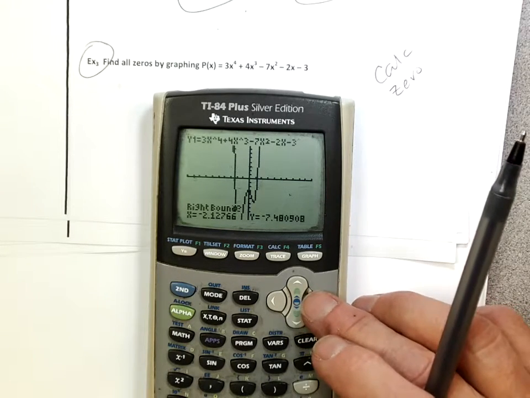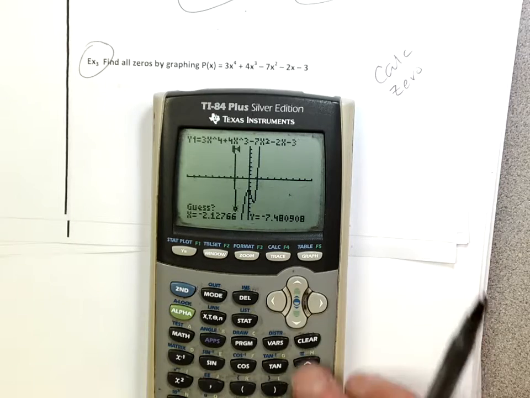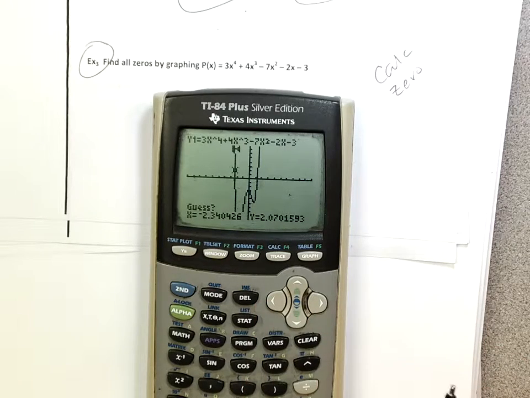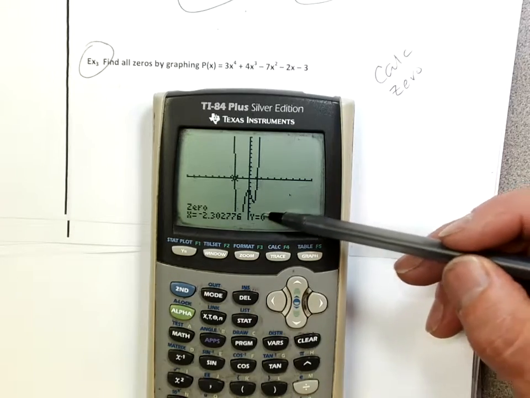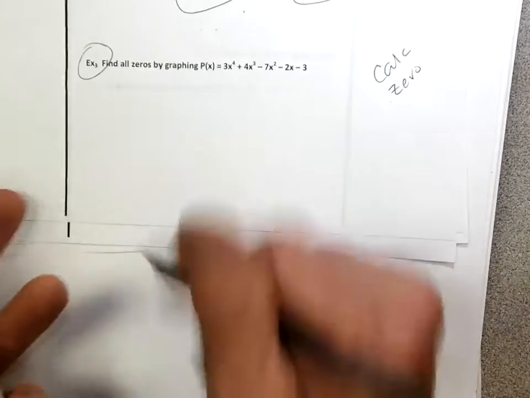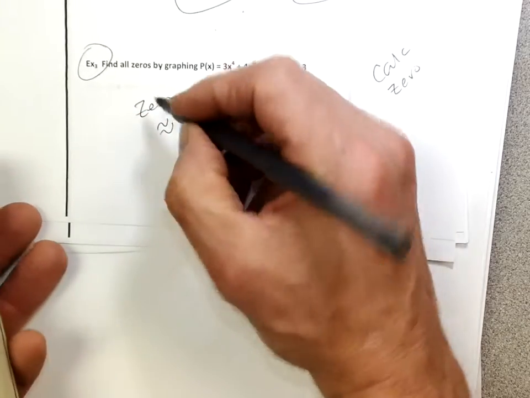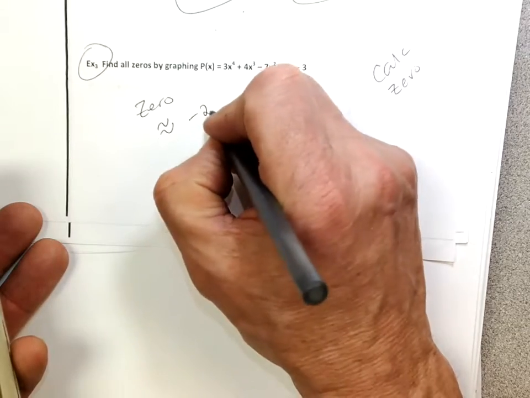Right bound, it's below it, but it really is to the right of it. Does that make sense? Above it really is to the left of it, and this one really is to the right of it. Enter. Guess, well, it's right about there somewhere. So the calculator gives you the value of 0 for y. Y is 0. So it's about negative 2.3. So one zero is approximately equal to negative 2.3, okay?